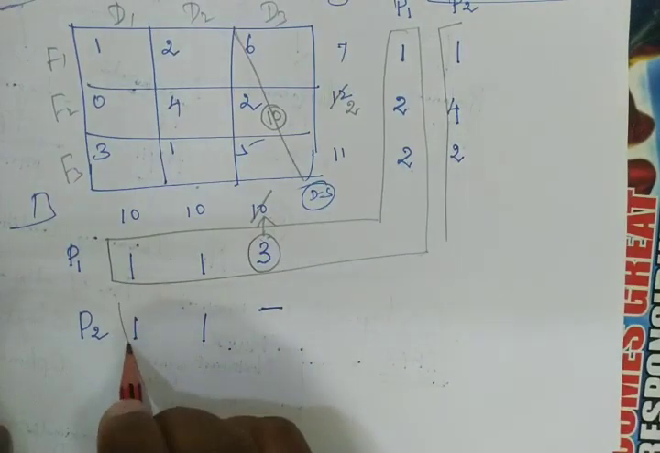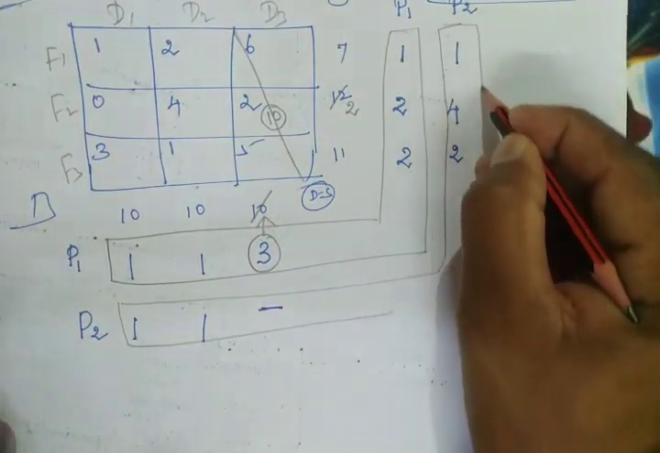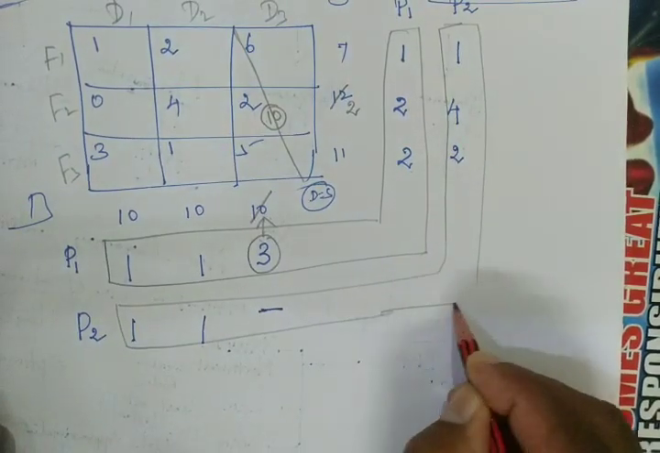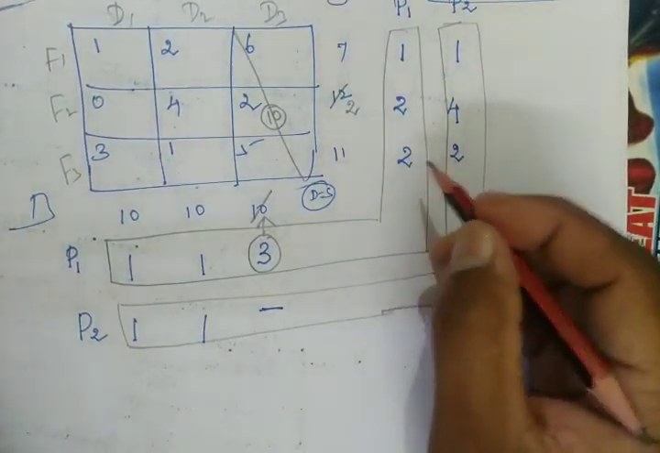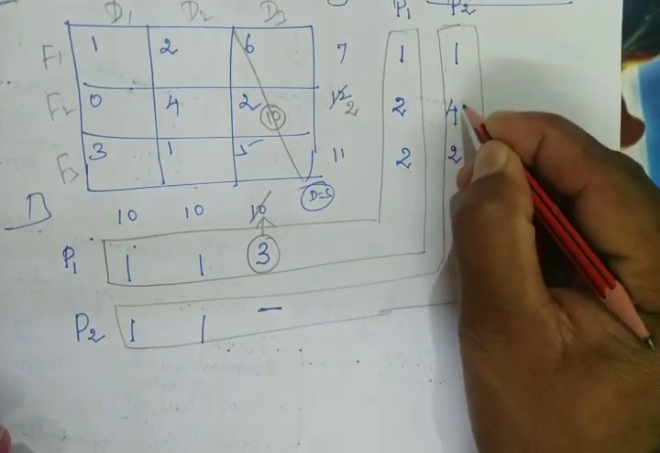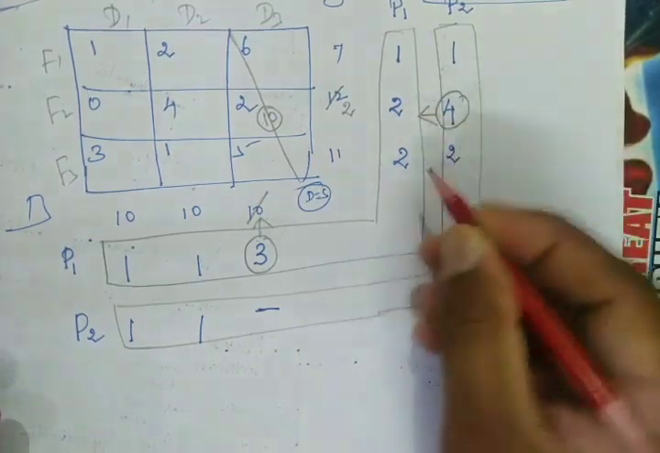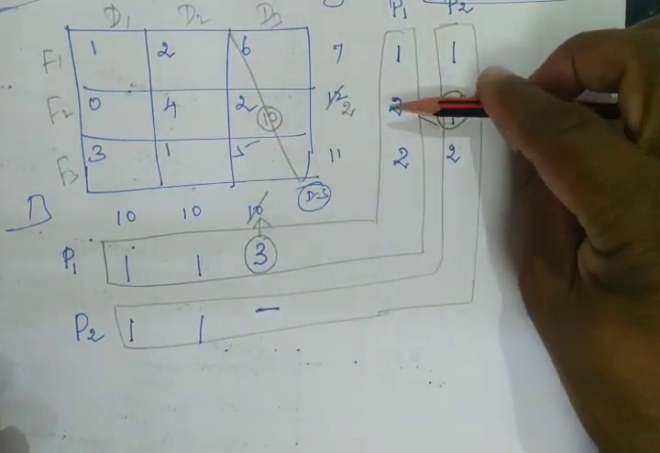Entire P2 you are going to compare. Then only you can select the path to enter inside the problem. If you compare 1, 4, 2, 1, 1, which is maximum among these? 4 is the maximum. 4 corresponds to what? Row 2. You can enter inside the problem through row 2.